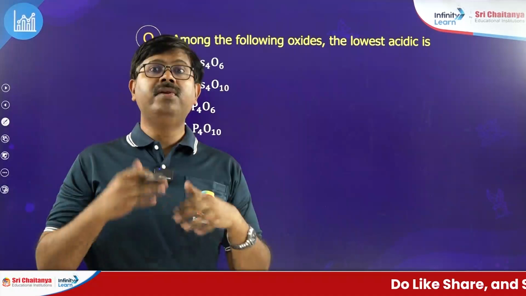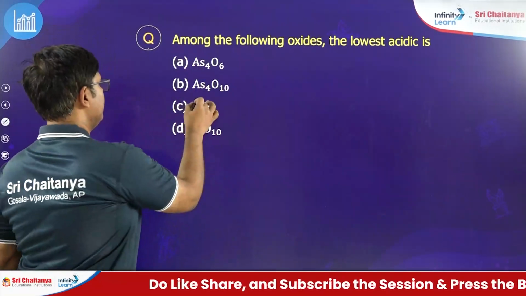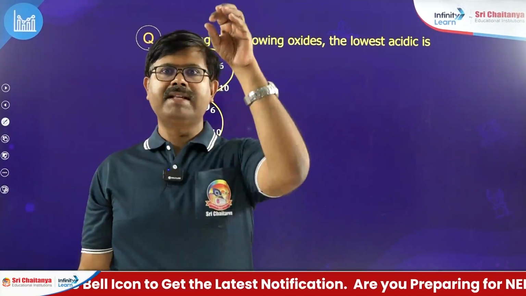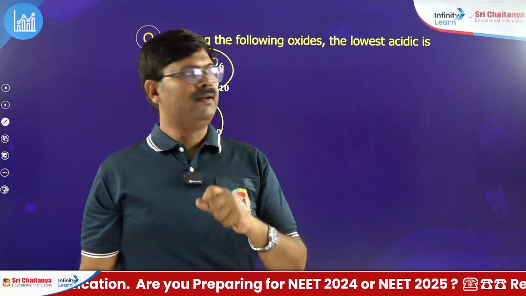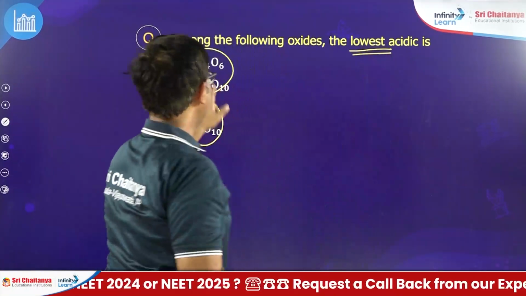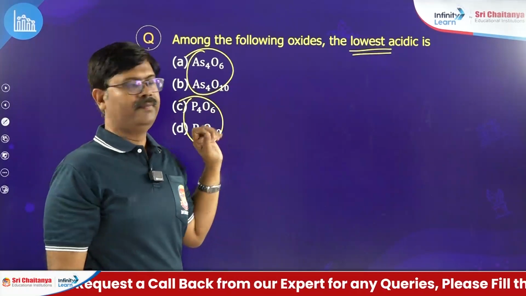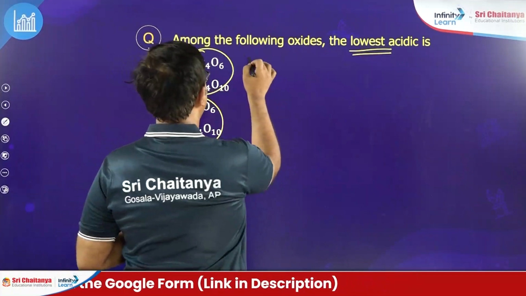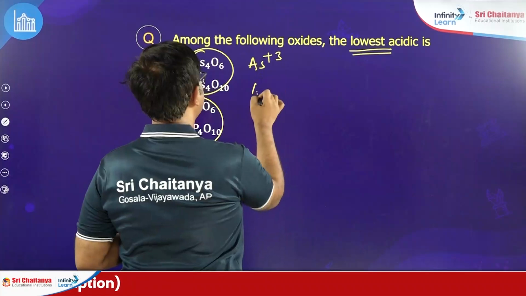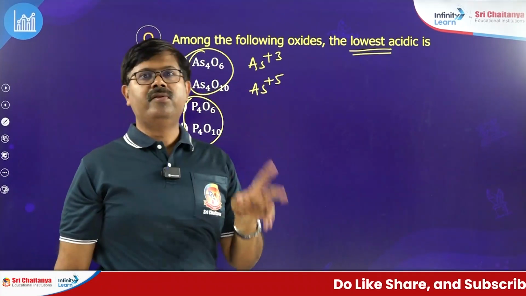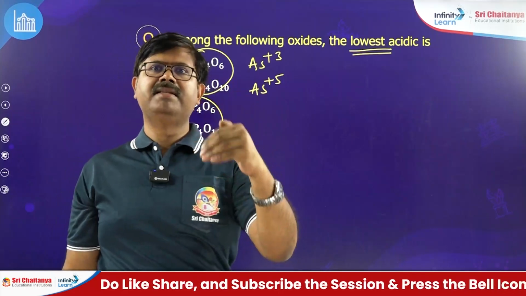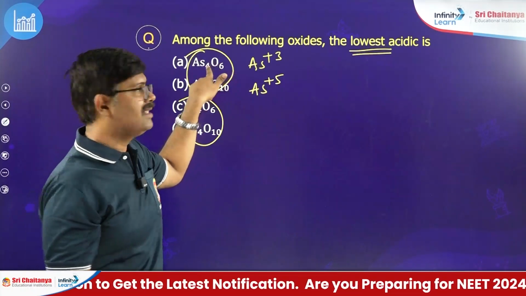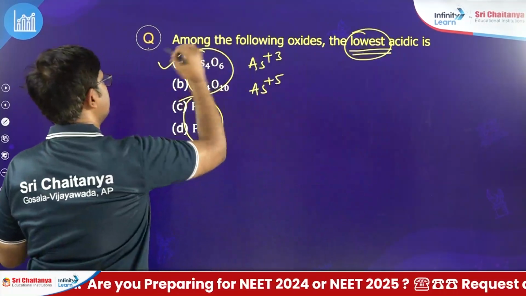Among the following oxides, the lowest acidic is. Now if you see here, these both belong to phosphorus oxides, these both arsenic. And in a group we know as size increases, acidic nature decreases. Therefore, lowest acidic nature will be for arsenic oxides as compared to phosphorus. Now, in these arsenic oxides there are again two compounds. How to decide? See here, in the first case arsenic is in +3 state, in second case arsenic is in +5 state. And we know that as oxidation state increases for a given element, acidic nature increases. Therefore, As4O10 is more acidic, As4O6 is less acidic. We want that only, less acidic. So, this is the answer for this.